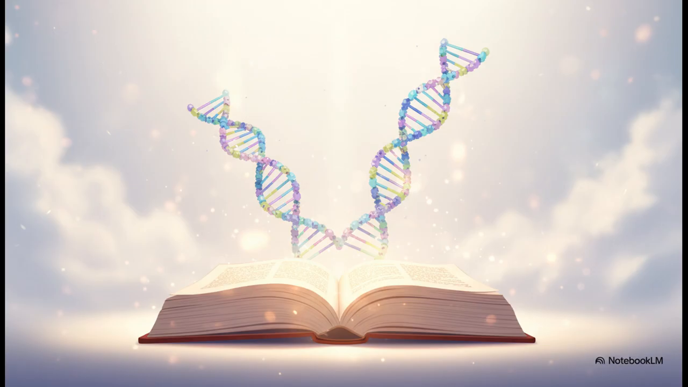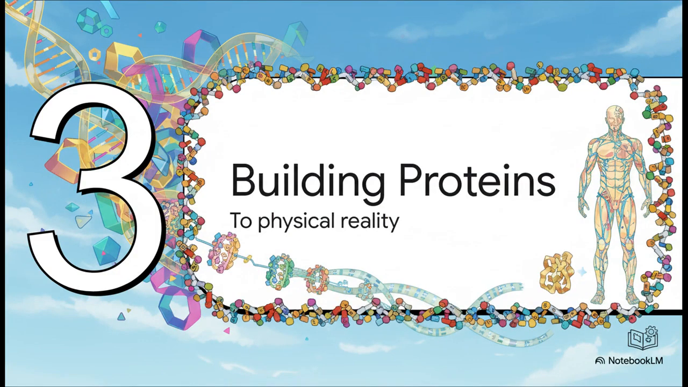And to give you a sense of the sheer scale of this, the human genome has around 20 to 25,000 protein-coding genes. That's tens of thousands of individual chapters, meticulously organized inside nearly every single cell in your body, just waiting to be read. Moving right along to Section 3, Building Blocks and Proteins, from Instructions to Physical Reality.